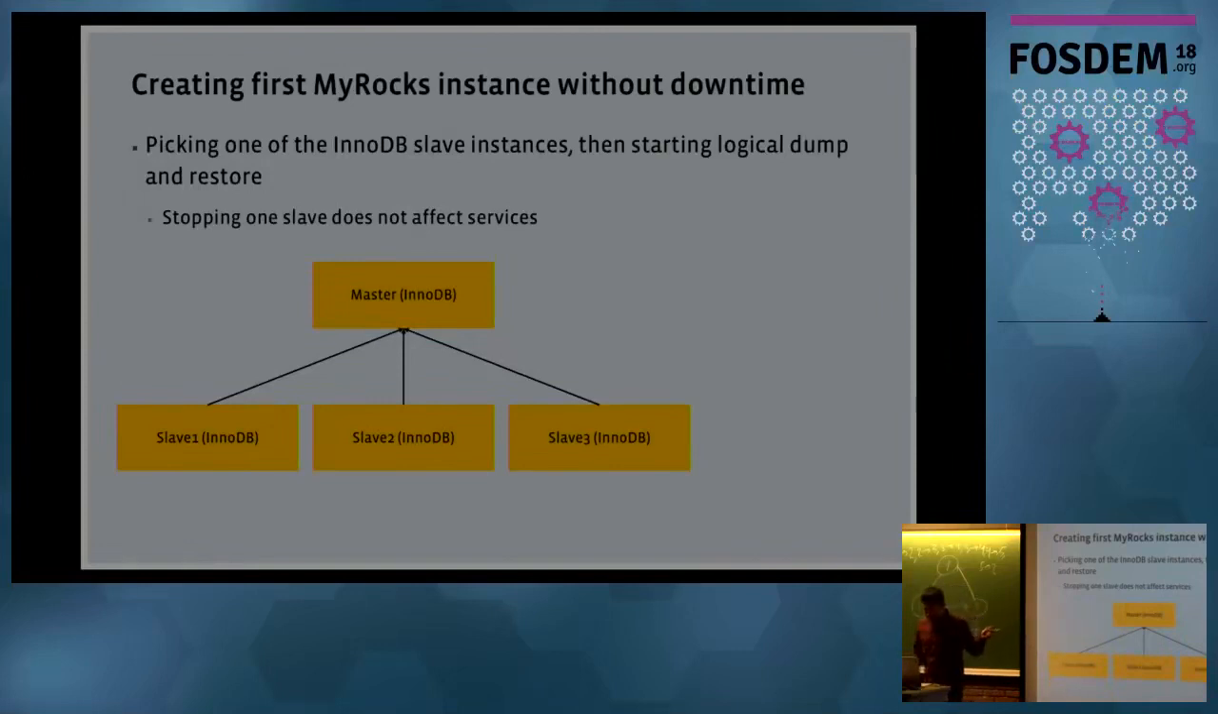Let me talk about how we migrated from InnoDB to MyRocks in our main database. The first step was creating a MyRocks instance without downtime. This was pretty straightforward. In the MySQL world, just pick one of the slaves, then stop slave, then run mysqldump.